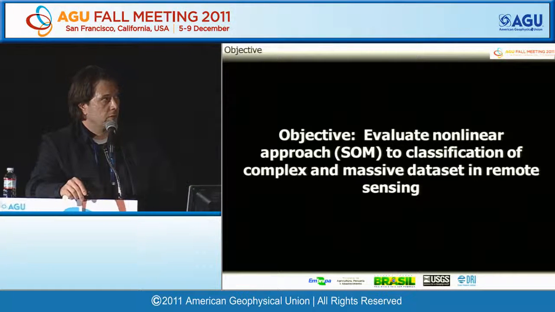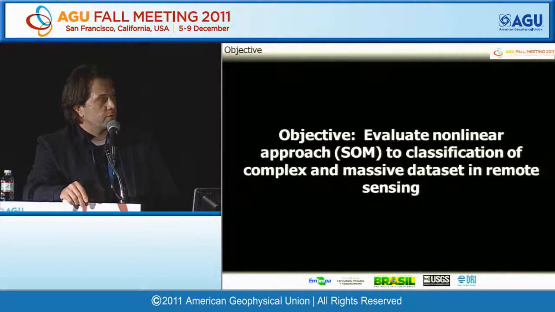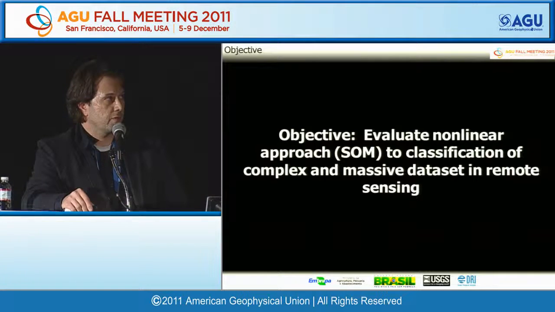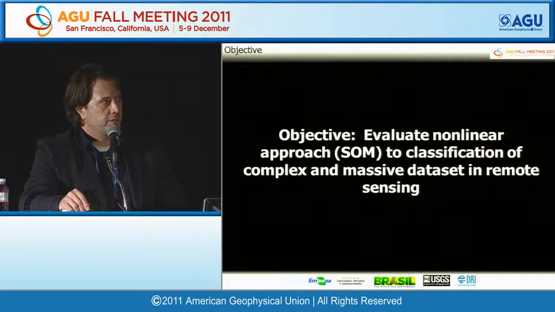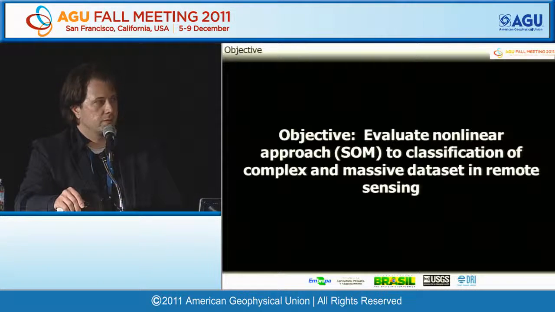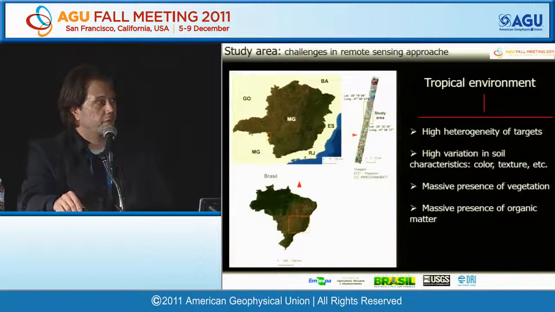The main goal of this work was to evaluate a nonlinear approach, specifically SOM, self-organizing maps, for classification of complex and massive data sets in remote sensing. When we think about massive and complex data sets, we think in two ways. The first is the tropical environment. It's so different, with high heterogeneity of targets, high variation in soil characteristics, color, texture, etc., and a massive presence of vegetation.